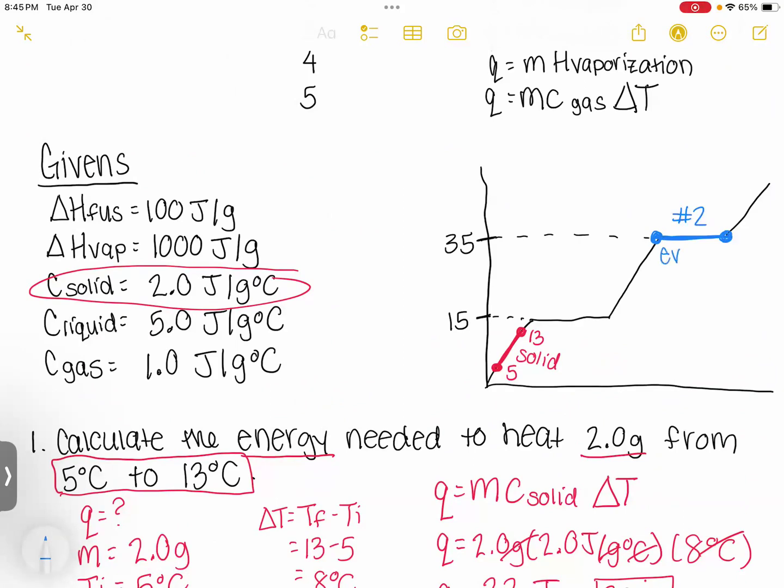This is where the substance is evaporating. Since this is evaporation, we're going to use the heat of vaporization. Heat of vaporization is given to us. The heat of vaporization is 1,000 joules per gram.